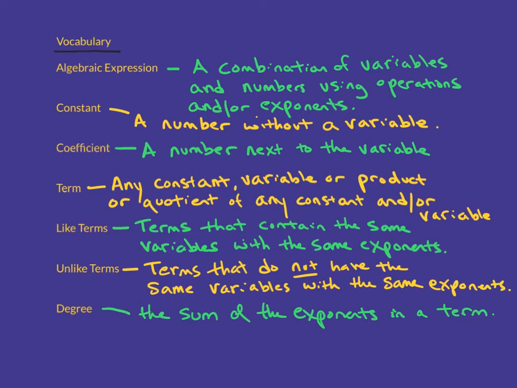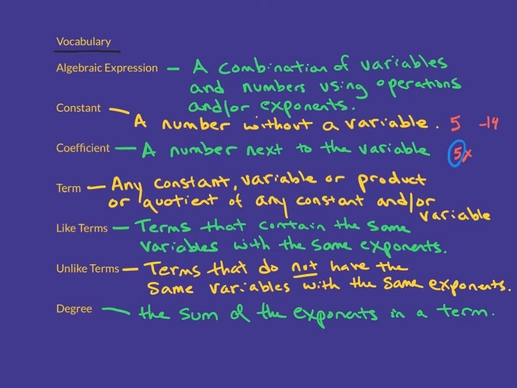The first term that we'll get familiar with is algebraic expression, a combination of variables and numbers using operations and/or exponents. Second is a constant, which is a number without a variable. So an example of that might be just the number 5 or the number 14. It can be negative even. But those would be examples of constants. Coefficient, a number next to a variable. Variable is just a letter. So if you've got something like 5x, the coefficient would be the number next to the variable, so the number 5.